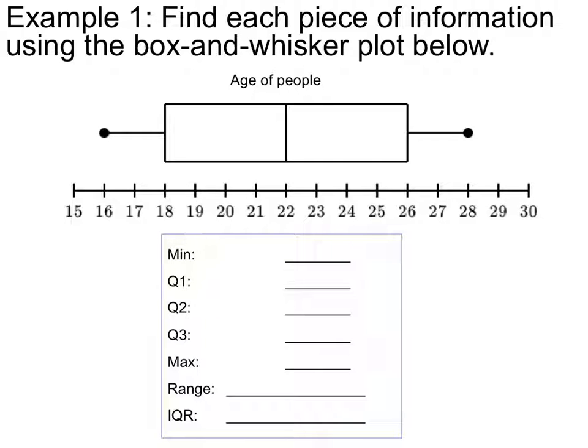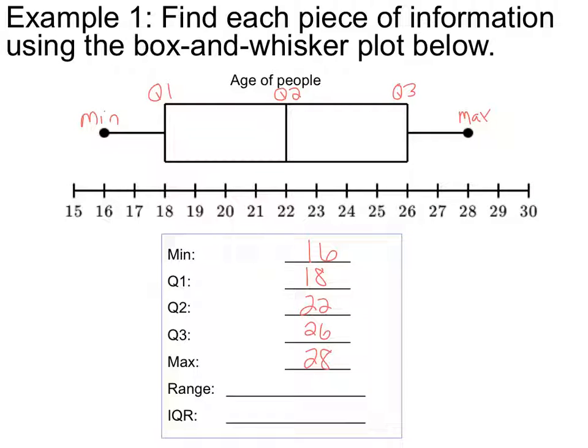So if we need the minimum, it's just the lowest number that you see, and I know my minimum here is 16. My quartile 1 is that first part of the box that I have, and that's right here at 18. Quartile 2 is the same as your median, and that's at 22. Quartile 3 is the last part of the box, that's at 26. And then your maximum's the biggest number, which is at 28. So all of that can be found without even knowing what numbers actually made this box and whisker. You could still tell that information.